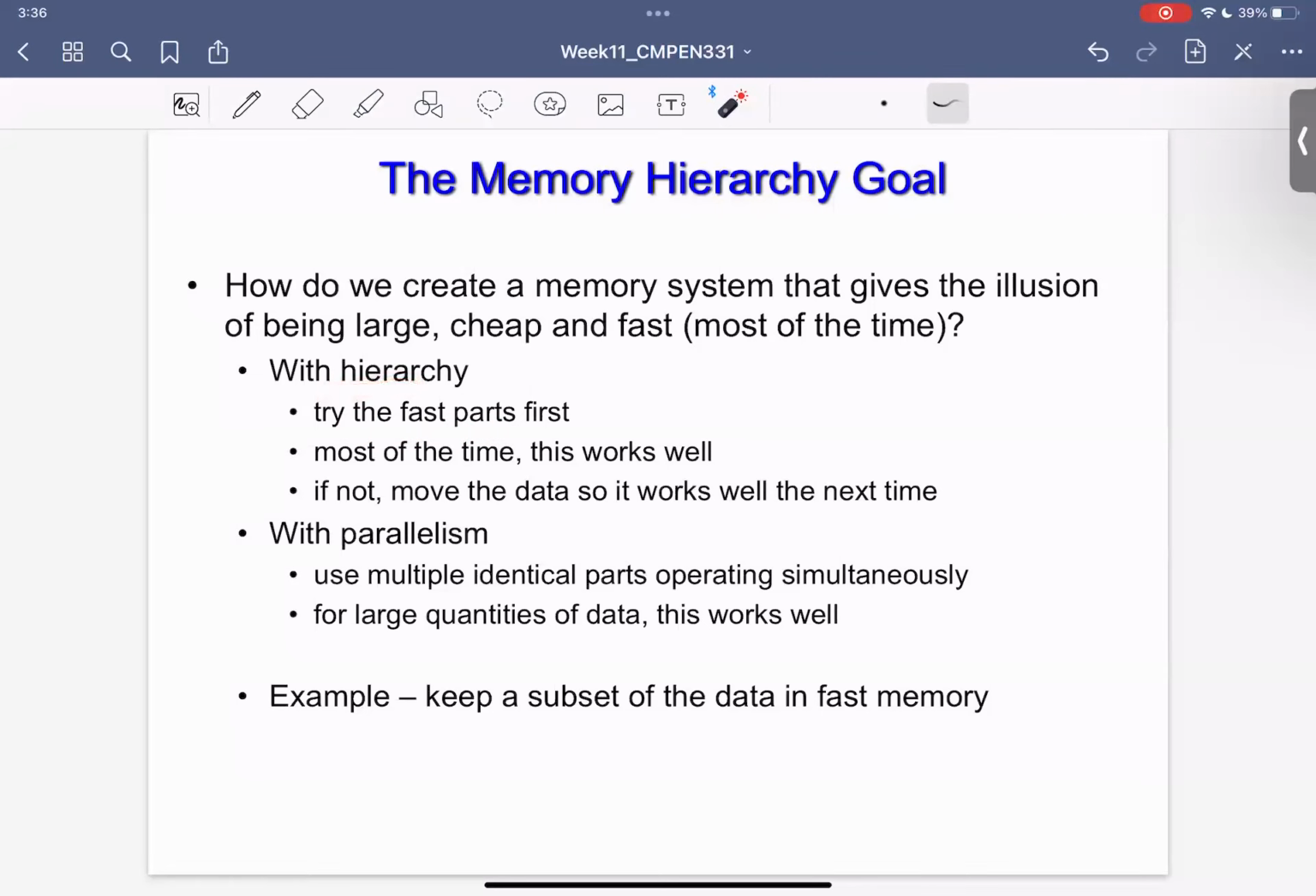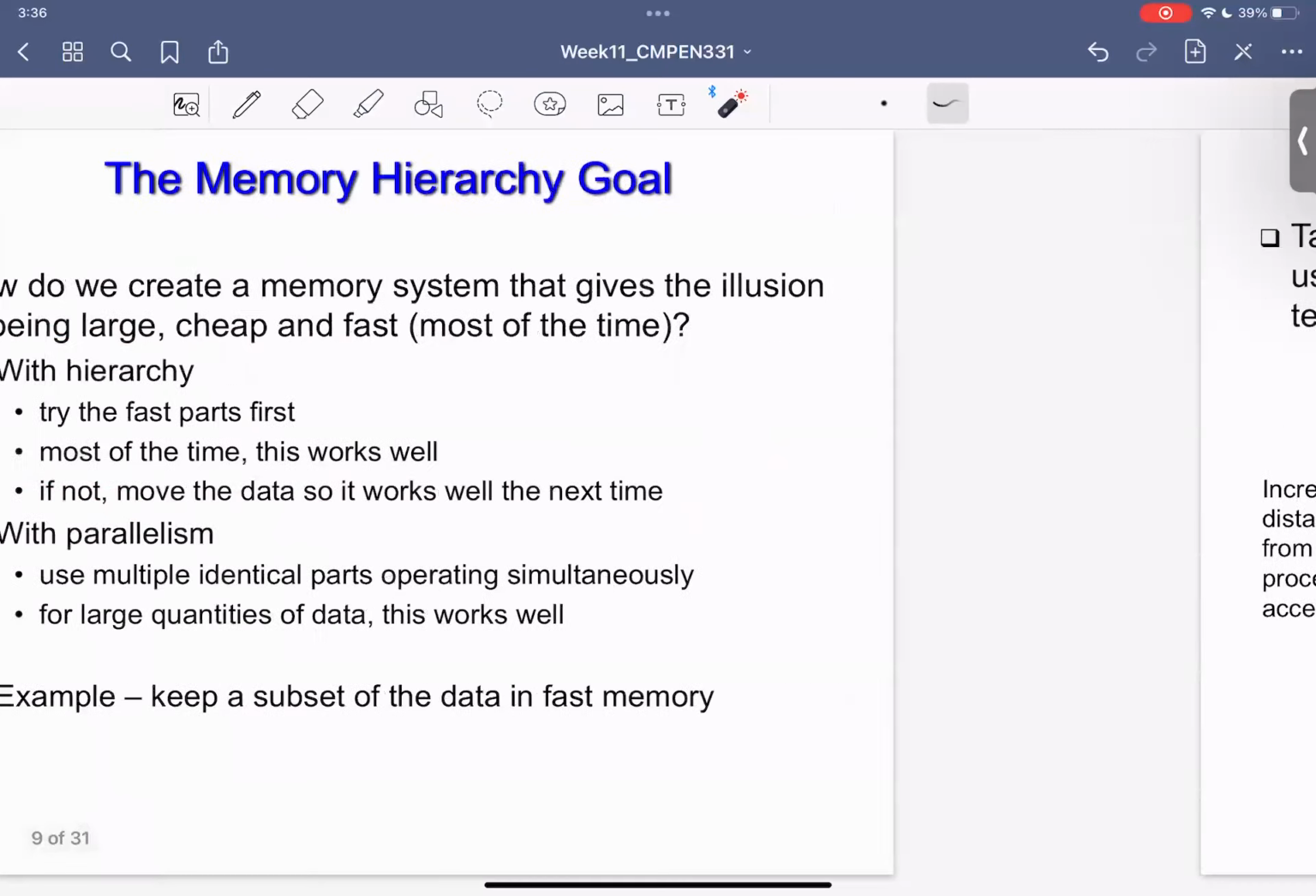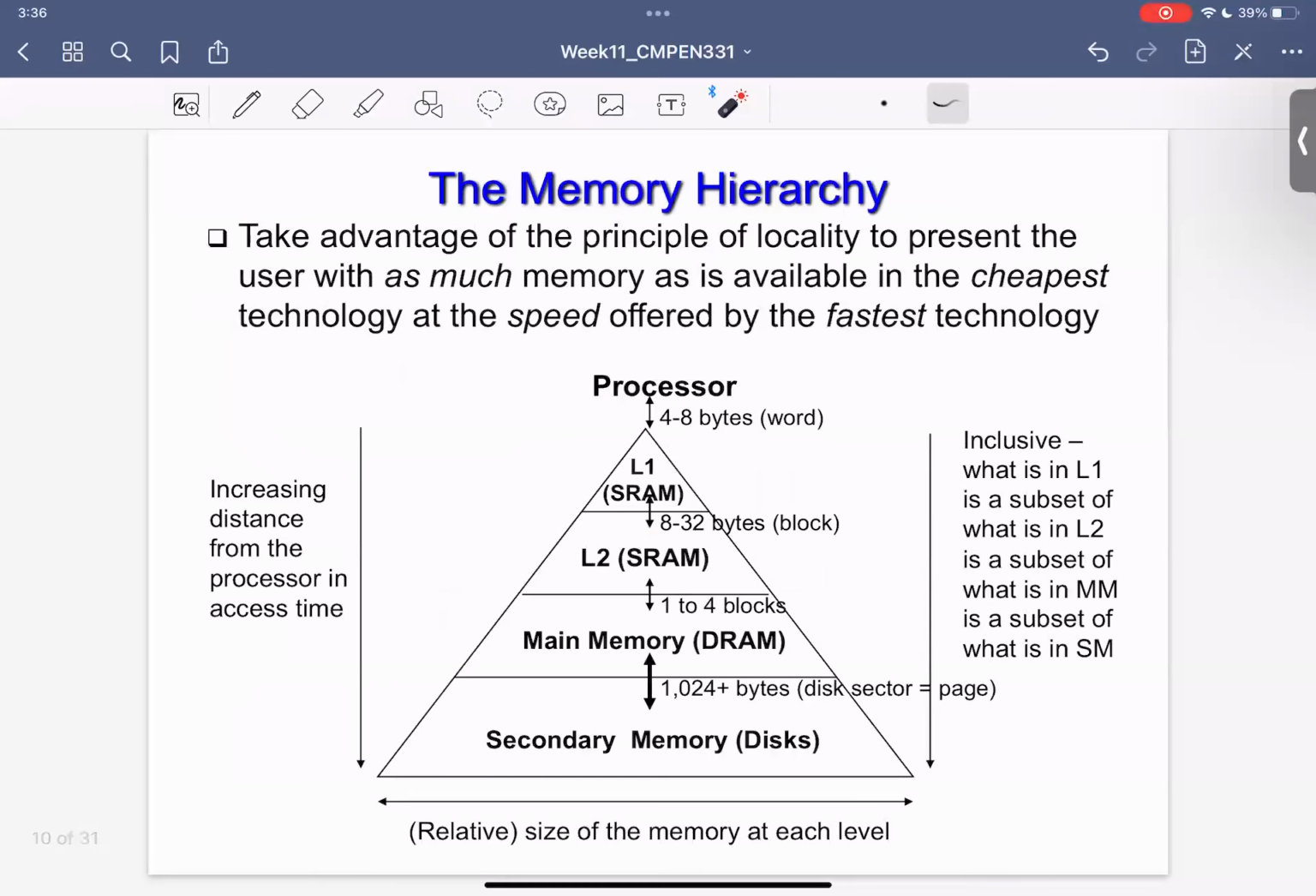Another path that you can try is parallelism, meaning that you will use multiple identical parts, either in the operating system or the hardware or whatever, in order to exploit the parallelism. However, we will concentrate more on the hierarchy scheme. So here is exactly what is meant by hierarchy. You have the processor here.